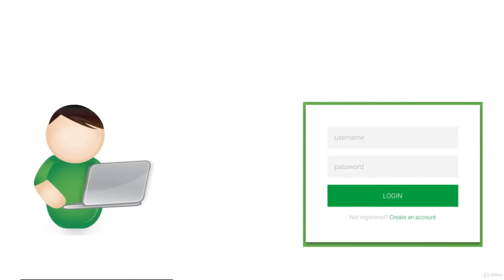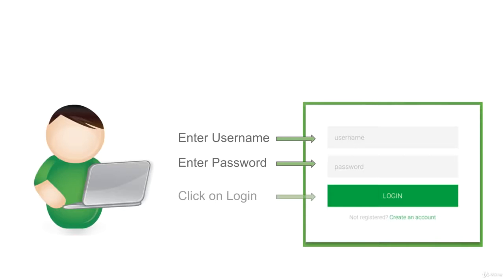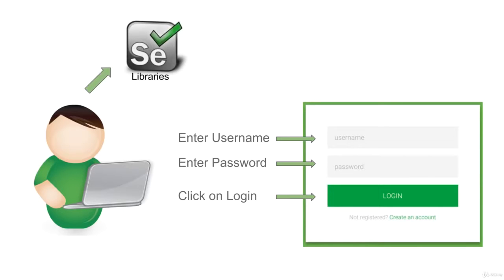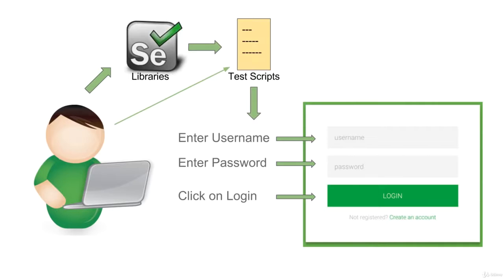So let us take a very simple example. You want to test a login page, so you will enter the username, enter the password, and click on the login button. Now, if you want to automate this testing, you will download the Selenium libraries in any of your preferred programming languages, and using these libraries, you will create your test script. And the next time you want to test this login page, you will call these test scripts and it will do all the actions for you.